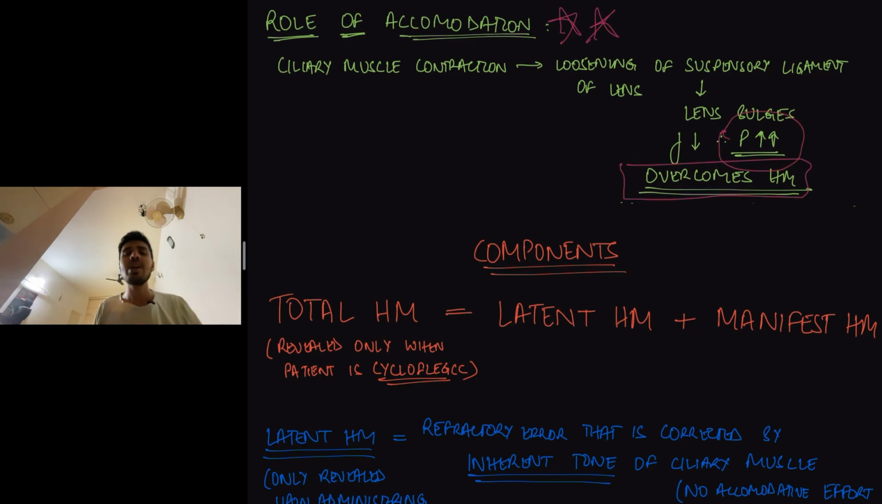So now what happens? Our eye compensates by accommodating, increasing the power of lens, so that the light rays which were being focused behind the retina are now being focused onto the retina. So basically, what does accommodation do? By increasing the power of lens through accommodative effort, it is able to overcome hypermetropia by increasing the refractive power and making it focus onto the retina. So this is the role of accommodation in hypermetropia.